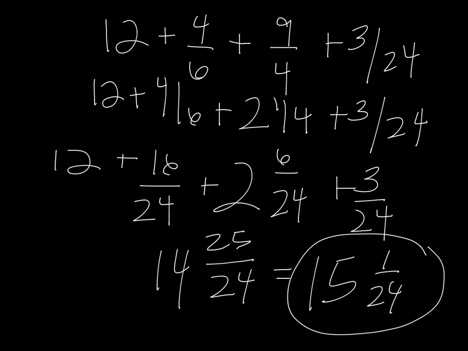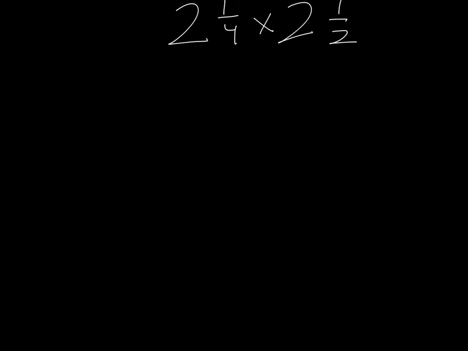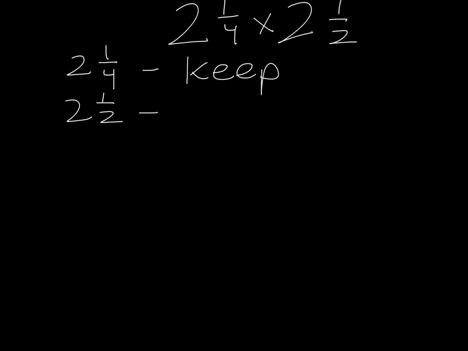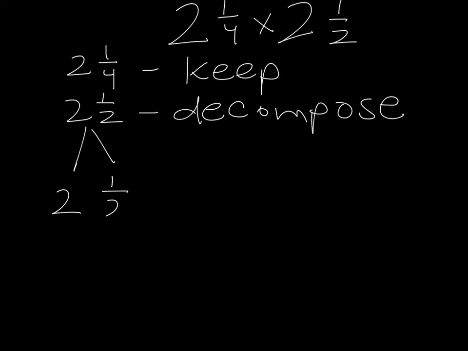Okay, moving on to our last strategy. 2 1/4 times 2 1/2. For this strategy, we're not going to draw a model. We're going to decompose one of our fractions. So I'm going to write 2 1/4 right up here and 2 1/2. And I'm going to decide to keep 2 1/4 together and decompose 2 1/2 to be 2 plus 1/2.